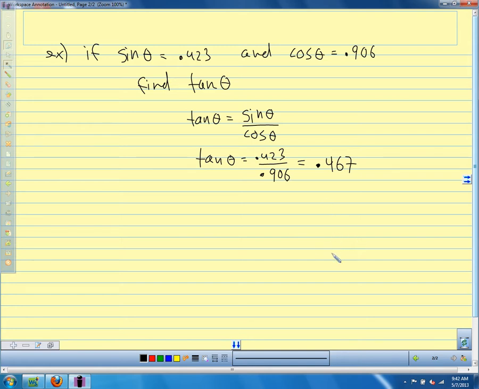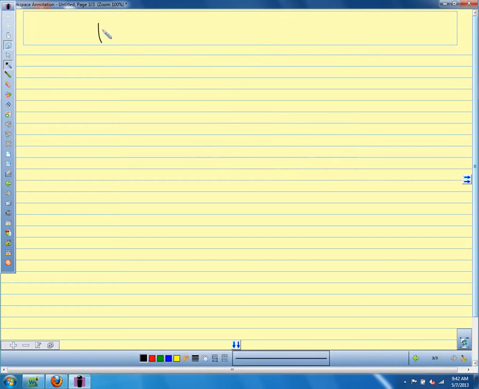Questions on that example? So this is really a very easy example of how we use this identity. When you go further in math, you'll do a lot more with this identity. And I'll do another kind of example a little later, but we need to learn one more identity. So our tangent identity says that the tangent of theta is sine theta divided by cosine theta. The next one is called the Pythagorean identity.